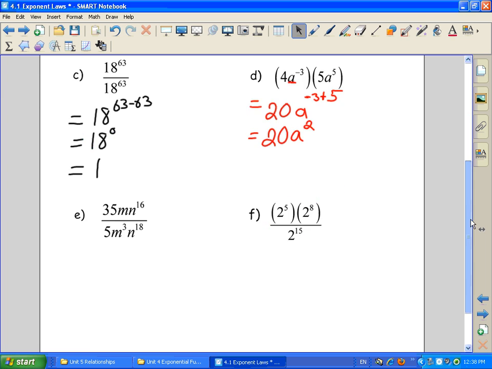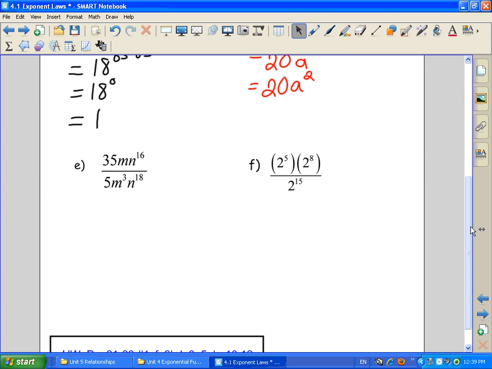All right, let's take a look at E here, folks. So again, we can break it down to 3 parts. The sign, a positive divided by a positive is a positive. 35 divided by 5 is 7. And then we put the m's together, so it's going to be m to the 1 subtract 3. And then we do our n's, so it's going to be n to the 16 subtract 18. So what do we end up with here? 7, m to the negative 2, n to the negative 2.